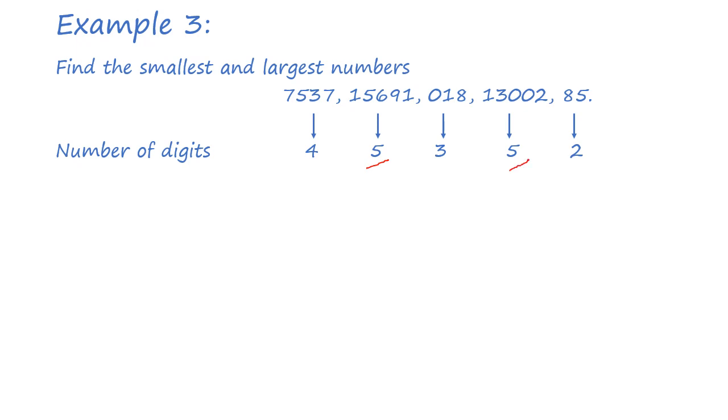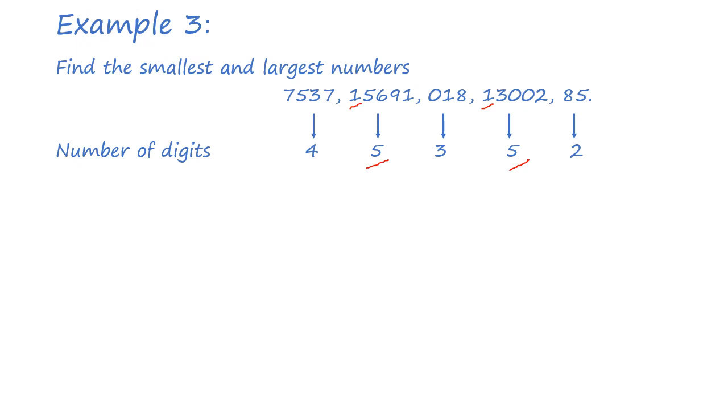So that means the largest number has to be one of these two numbers. So now we have to compare these two numbers. Since the number of digits is the same in both numbers, we will use the second rule, that is comparing the leftmost digit. The leftmost digit for the second number is 1 and for the fourth number is also 1. So that doesn't tell us much about the numbers. So we'll move to the next digit.